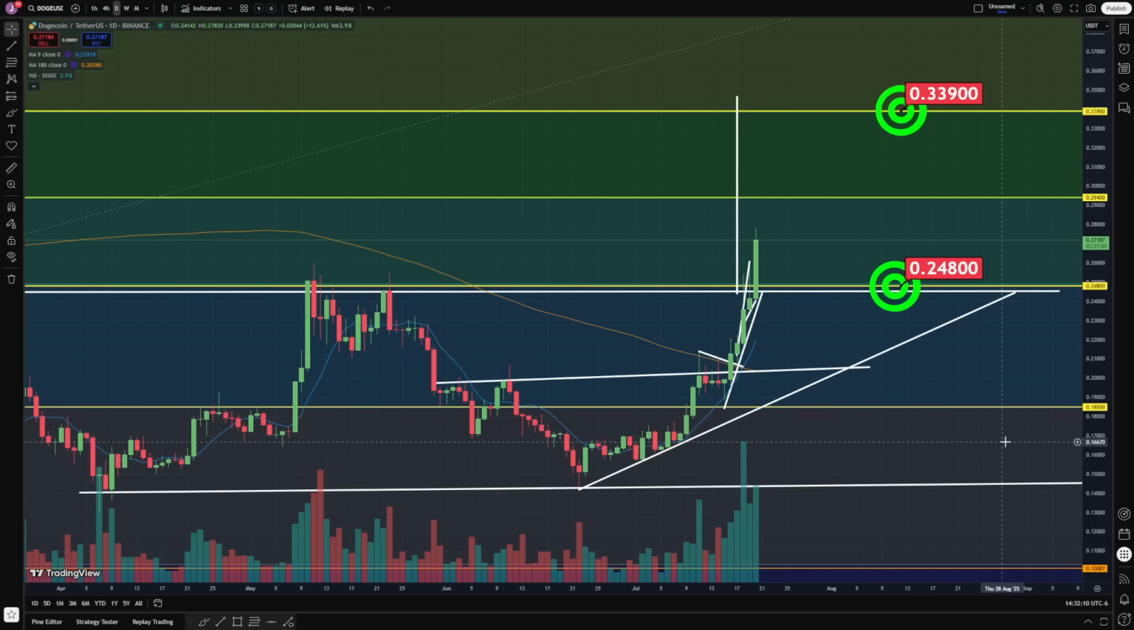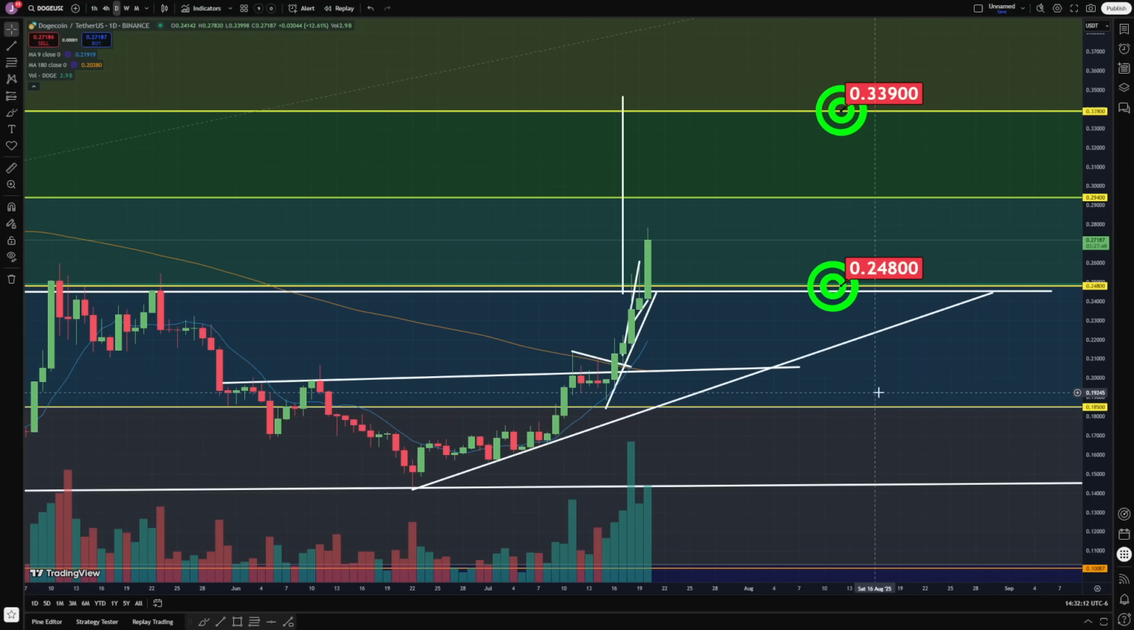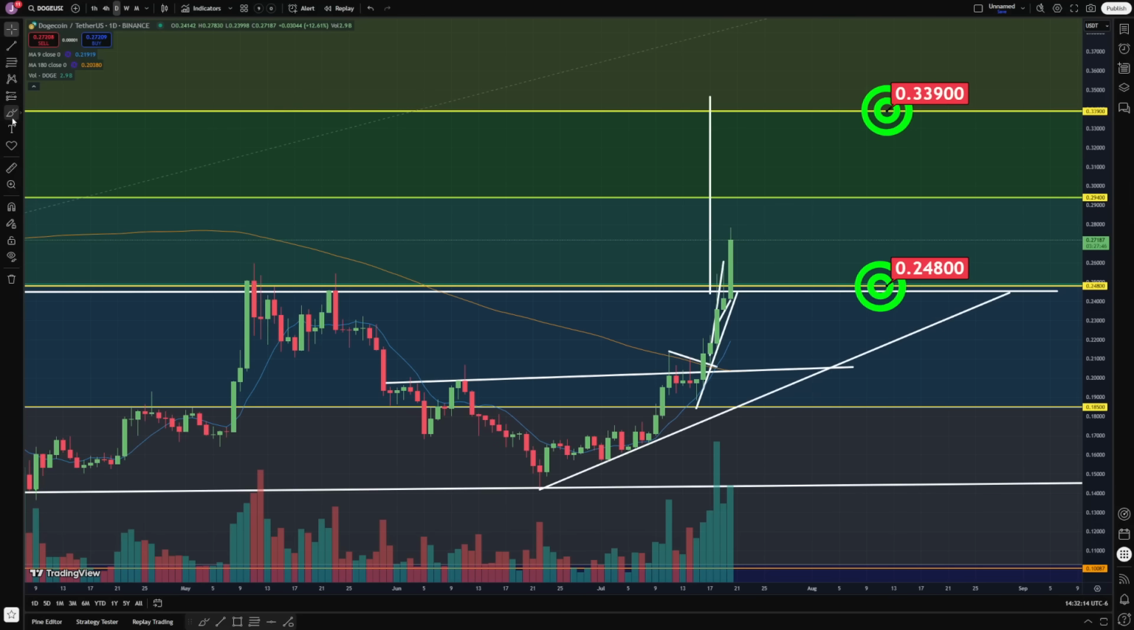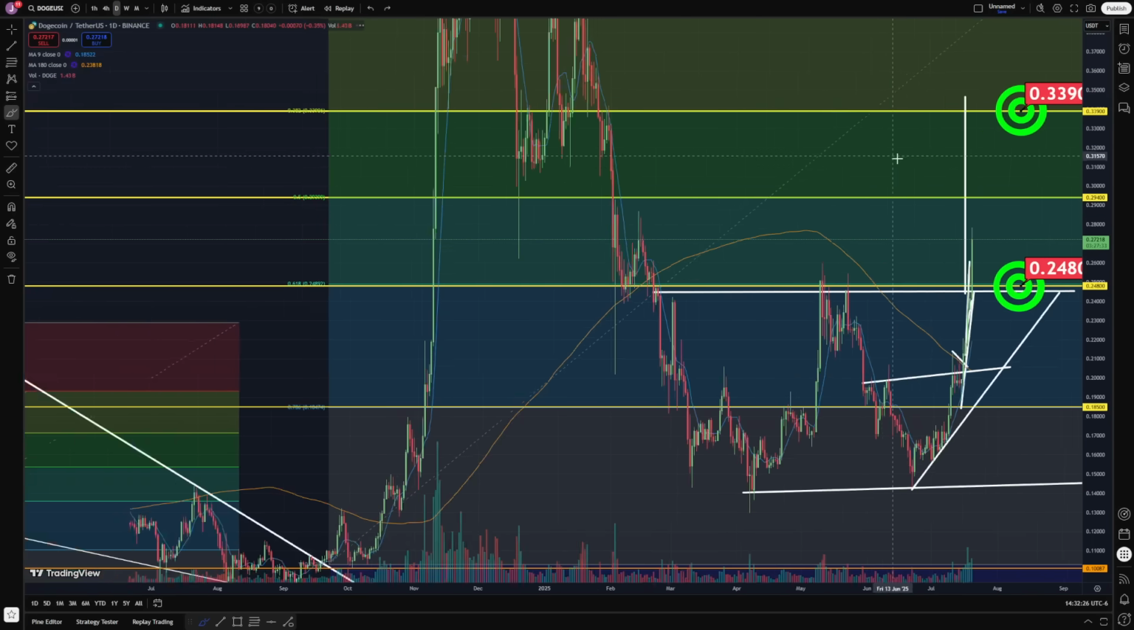Let's take a look at what's going on with Dogecoin today, guys. All right, so in my last video, I had a target of .248 and we hit that target. The next target that I'm looking at is .339, the next Fibonacci retracement level.